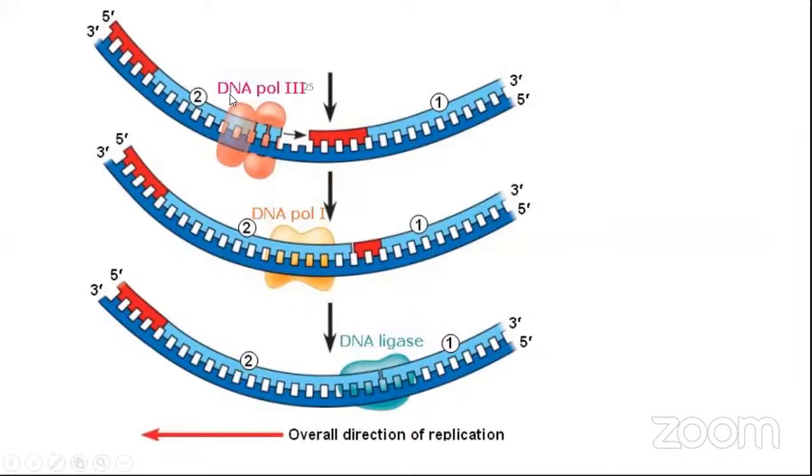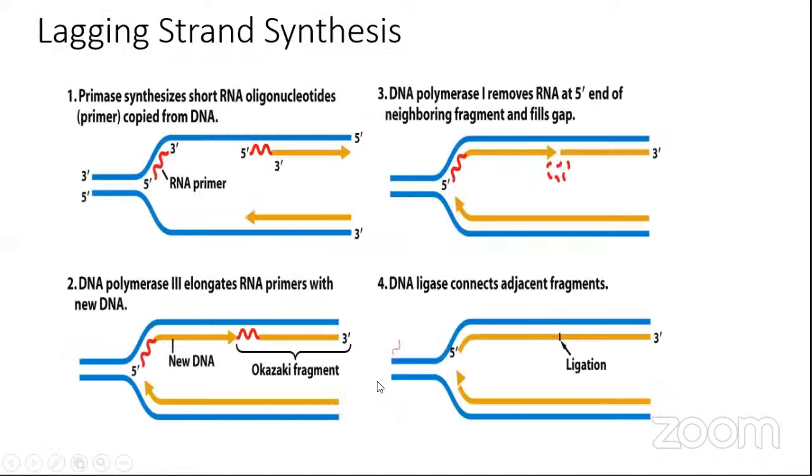So in this diagram, you can see this DNA polymerase 3 is moving in this direction, but in the lagging strand, it is encountered by an RNA primer, so this DNA polymerase 3 moves away, and this DNA polymerase 1 comes into action, where it removes the RNA primers and adds the DNA bases corresponding to the template strand, and the DNA ligase seals the gap.